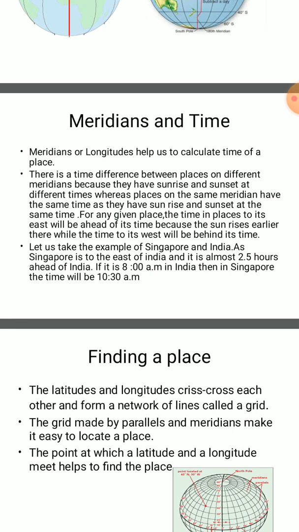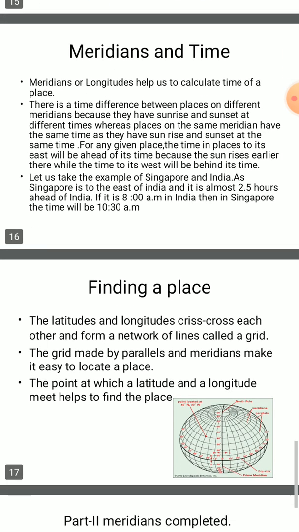For any given place, the time in places to its east will be ahead of its time because sun rises earlier there, while the time to its west will be behind its time. For example, let's take the example of Singapore. Singapore is to the east of India and it is almost 2.5 hours ahead of India. If it is 8 a.m. in India, then in Singapore time will be 10:30 a.m.